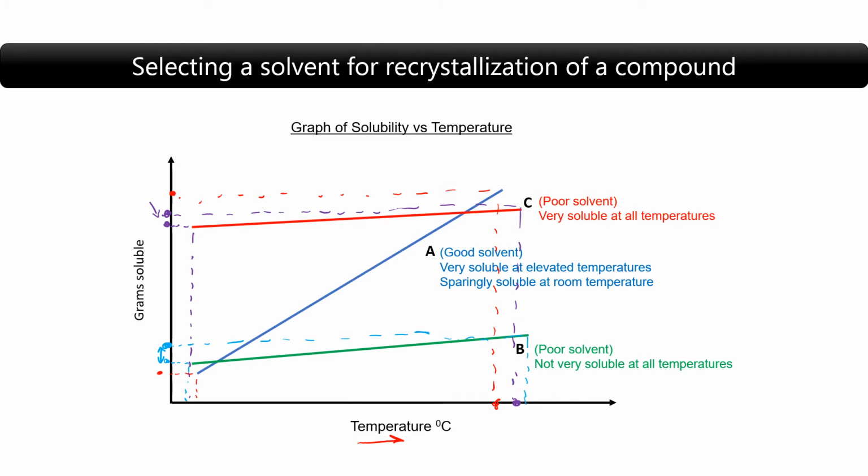We want a lower solubility for that compound in that solution at low temperatures or at room temperature, but we want a high solubility for that compound in that solvent when the temperature is increased. That is how we get the impurities to be released from the crude crystal lattice, and then we allow it to slowly cool down, and when it comes back to room temperature, we want our crystals to solidify again. So this curve A shows the behavior of a good recrystallization solvent.